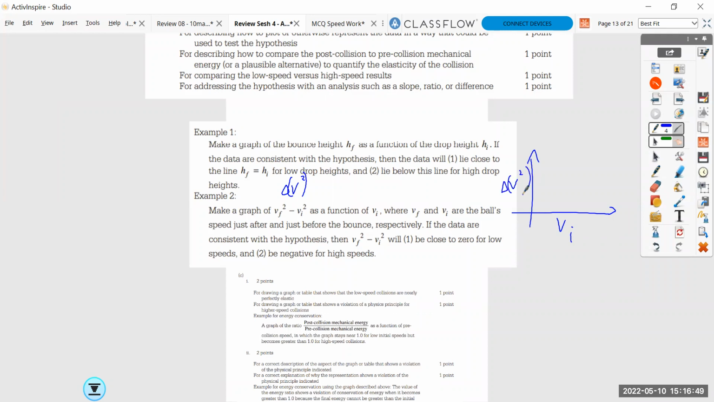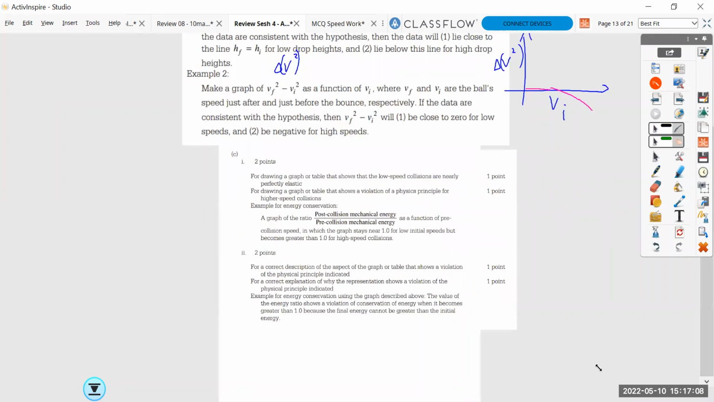Delta v squared. They're saying basically that this should, for low speeds, be pretty darn close to 0. You lose almost no energy, and then you start to lose a bunch of energy as you go higher and higher.